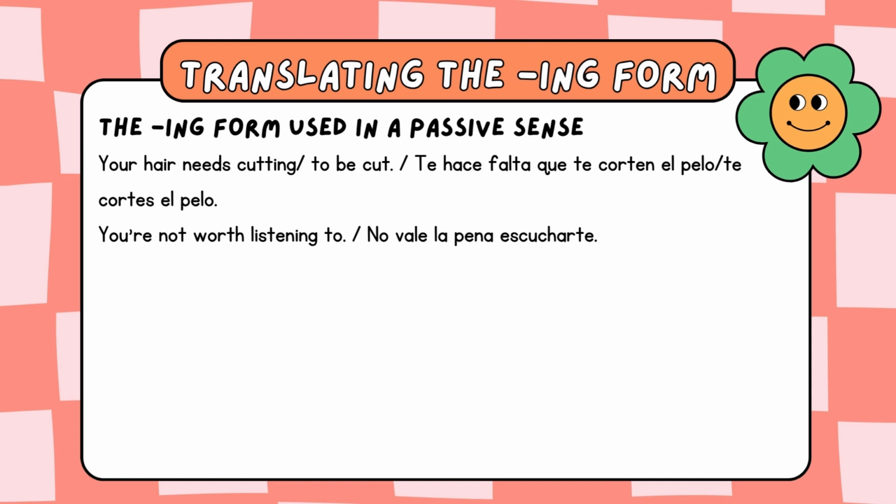But what happens when the -ing form is used in a passive sentence? Well, we need to be careful when the English -ing form replaces a passive infinitive. In Spanish, an infinitive or a clause must be used. For example, your hair needs cutting, to be cut. Te hace falta que te corten el pelo o hace falta que te cortes el pelo. You are not worth listening to, no vale la pena escucharte.